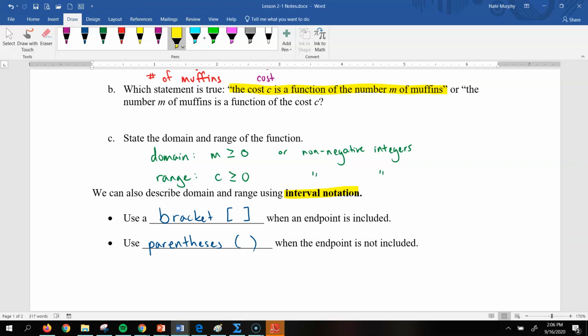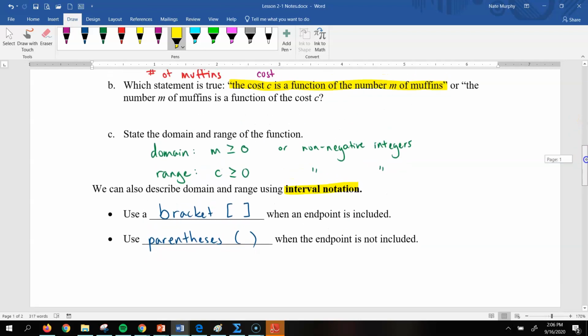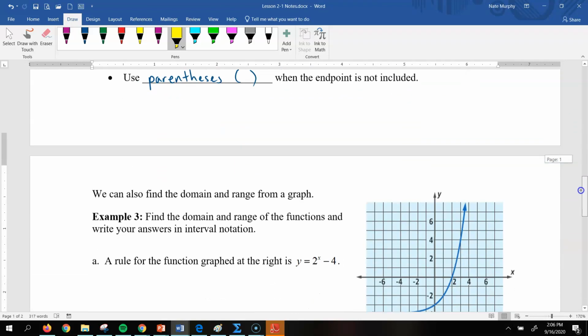So remember, we use a combination of brackets and parentheses. We use a bracket anytime an endpoint or a value is included, and we use a parenthesis when an endpoint is not included. So let's look at some graphs so we can be familiar with what we would use as far as brackets or parentheses.